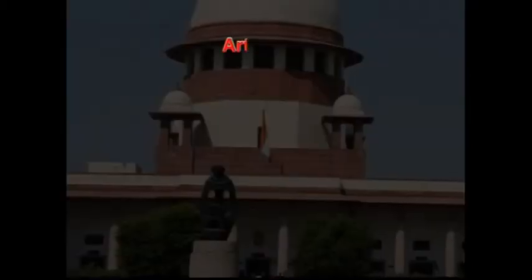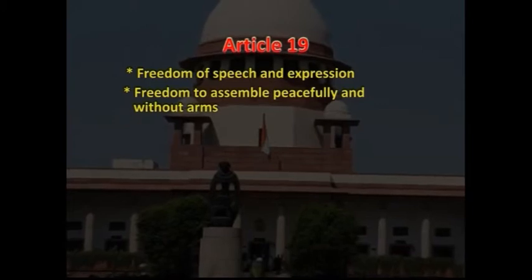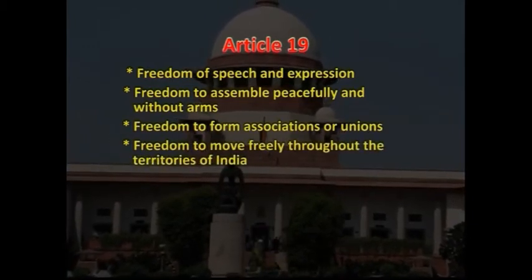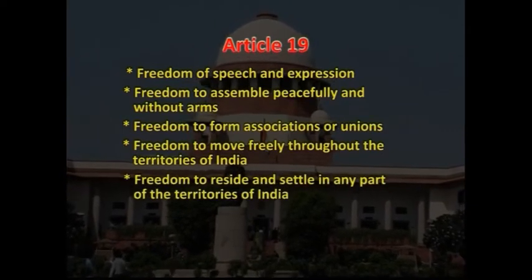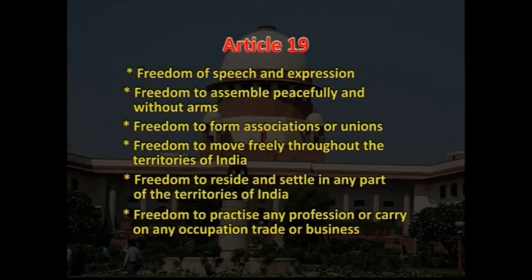This provision of guaranteed freedom is enumerated in Article 19, which is popularly known as the 6 freedoms of the citizens, and these were previously known as 7 freedoms. But one of them, that is freedom to acquire, hold and dispose of property, has been omitted by the 44th Amendment Act of 1978. The existing 6 freedoms are freedom of speech and expression, freedom to assemble peacefully and without arms, freedom to form associations or unions, freedom to move freely throughout the territories of India, freedom to reside and settle in any part of the territories of India, and freedom to practice any profession or carry on any occupation, trade or business.